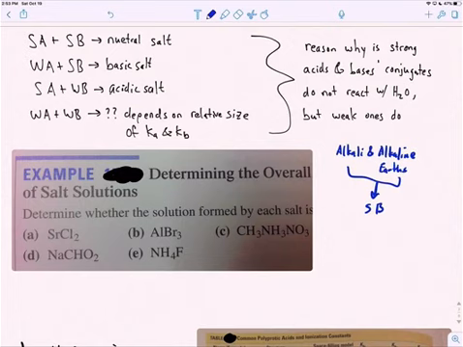And then a weak acid plus a strong base makes a basic salt. A strong acid plus a weak base forms an acidic salt. And if there's a weak acid and a weak base, it depends on the relative size of Ka and Kb. You cannot determine that just off the fly. You have to look and see which one is which.